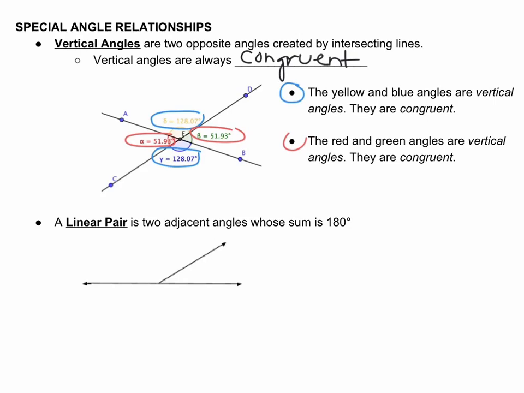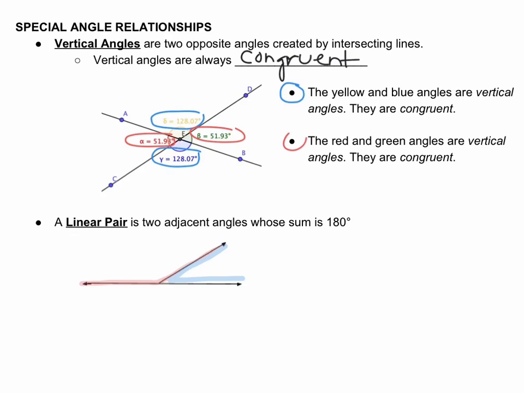The next pair of angles is called a linear pair. And that's just two adjacent angles, angles that are next to each other, whose sum is 180 degrees. And so looking at this diagram, we see this red angle and this blue angle. They are next to each other, adjacent, and they form a straight line. So they add up to 180 degrees. A linear pair forms a straight line.